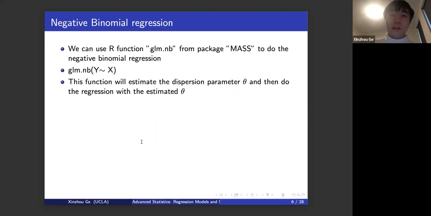To use this model, we may use the MASS package. I think we have already used this package in our first workshop. So I suppose you have already installed this package, and we will use a function called glm.nb to do the negative binomial regression. And the formula is very similar to the lm function. So we still need to write the formula of the regression model, and we will also need to name the dataset we are using. And this function will estimate the dispersion parameter theta first.